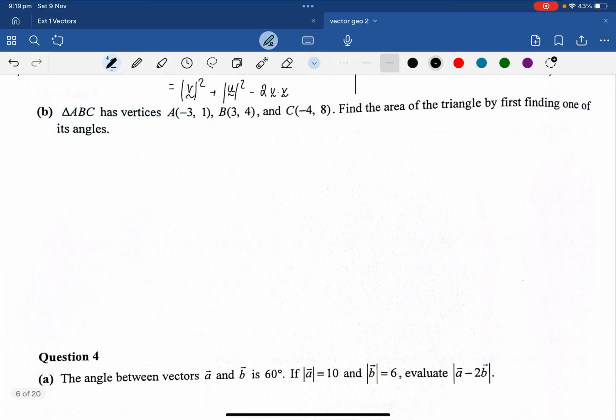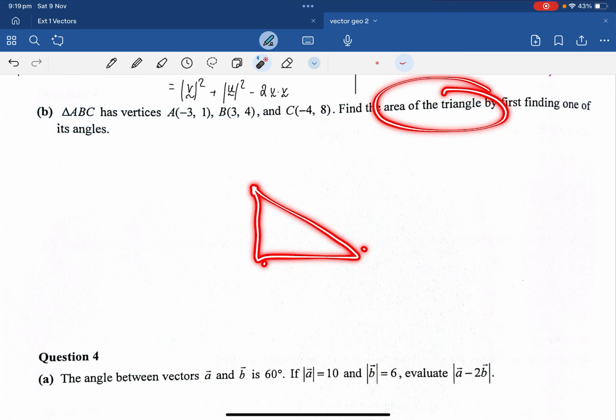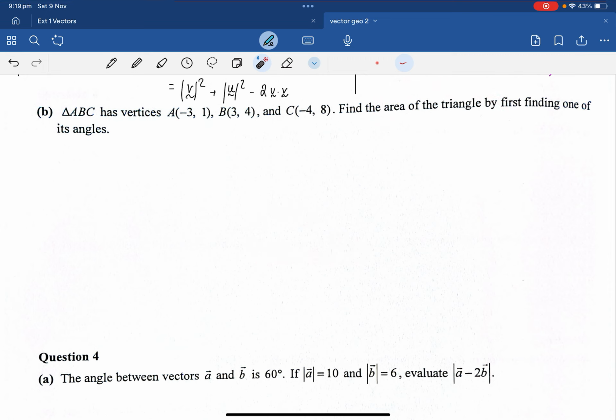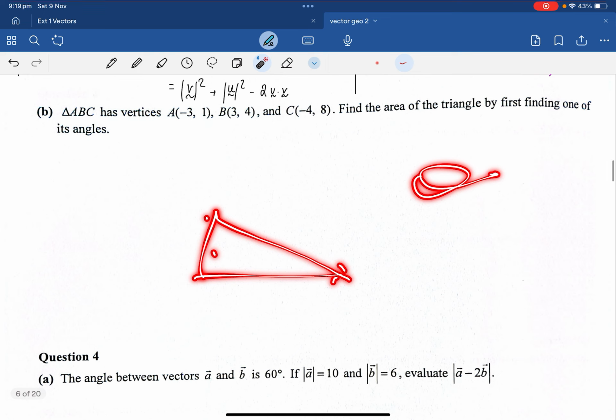Now we have another interesting question. Looks like the interesting questions have not left us yet. These questions are rather interesting because you need to think a little. As always, let's read the question first. ABC has these vertices. So we have 3 vertices, forming a triangle. They say find the area of the triangle by first finding one of its angles. That's a weird request, but they want us to find one of its angles.